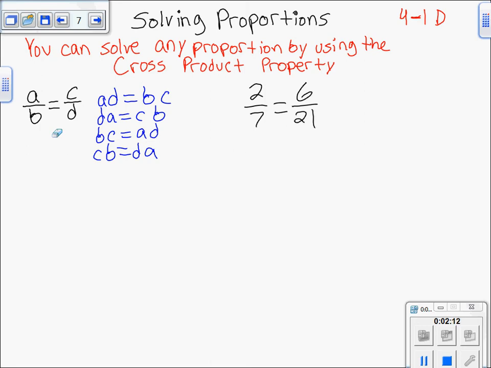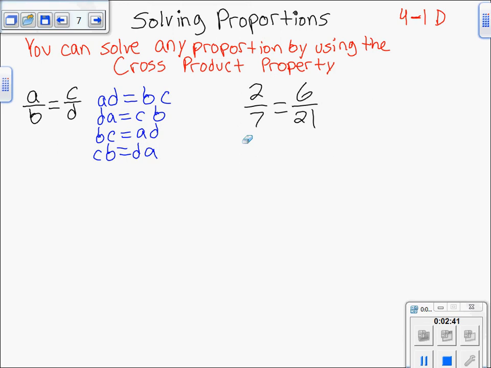Now, you know this is true because 2 over 7 is a simplified version of 6 over 21. If you take 6 over 21 and divide top and bottom by 3, 6 divided by 3 is 2, 21 divided by 3 is 7. You know that you could simplify this to 2 over 7, which means they're equivalent fractions. And the word equivalent means equal to. So we know this is true. But now let's test it. Let's see if it's telling the truth.